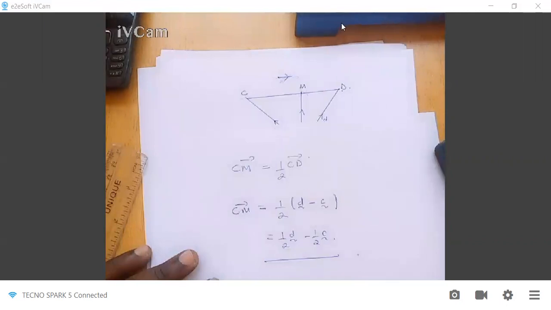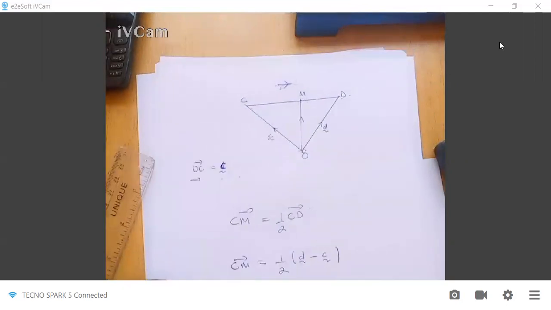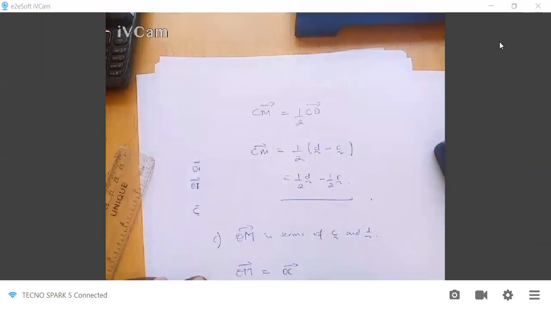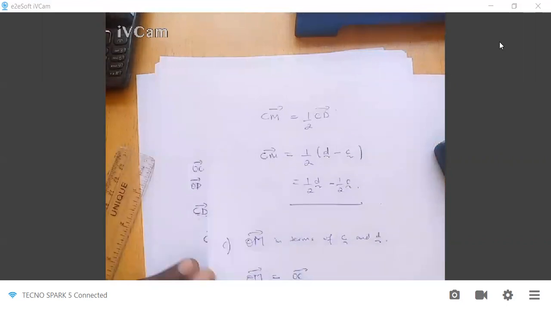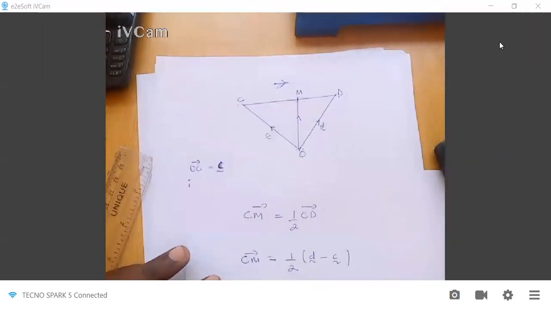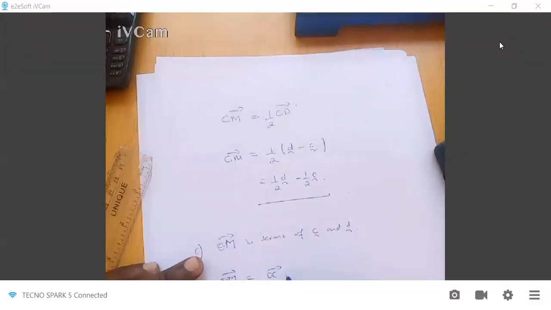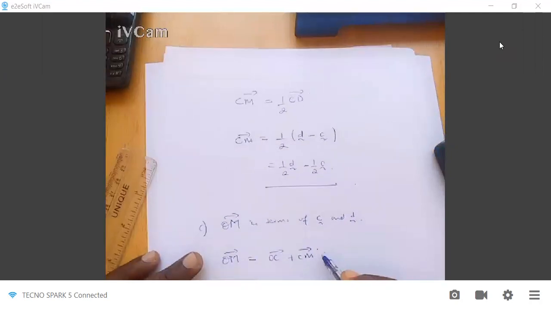OC, so it is OC, then CM. What is in between OC and CM? Which sign is there? Plus. OC plus CM. Okay, that is right.